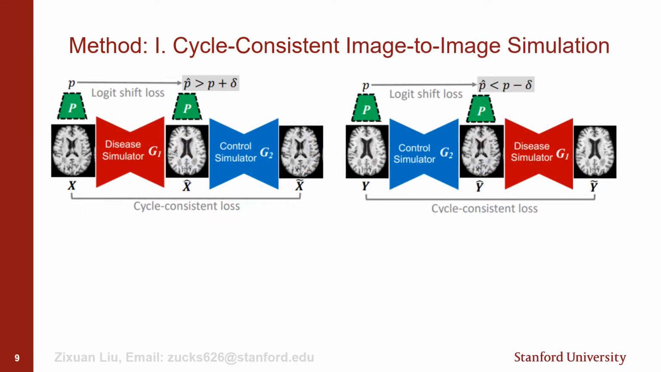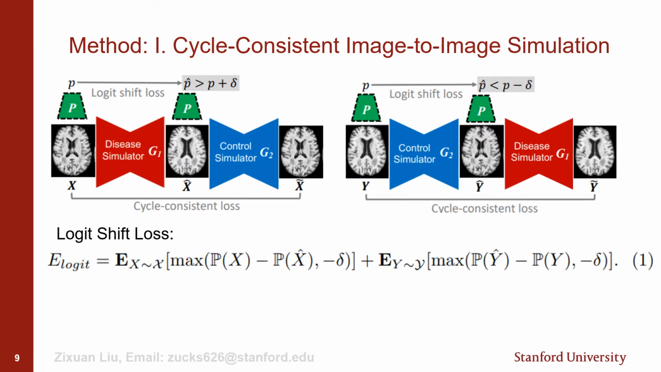Then, the next question is how to help the simulator generate simulated images that could fool the classifier. Here we propose a novel logit shift loss, which enforces the model to generate images that shift the predicted logit by the classifier by at least a delta larger. For example, let's take the left part as an example.